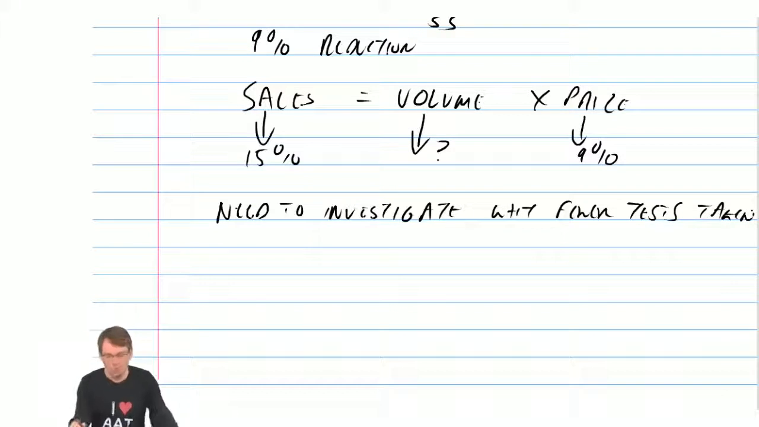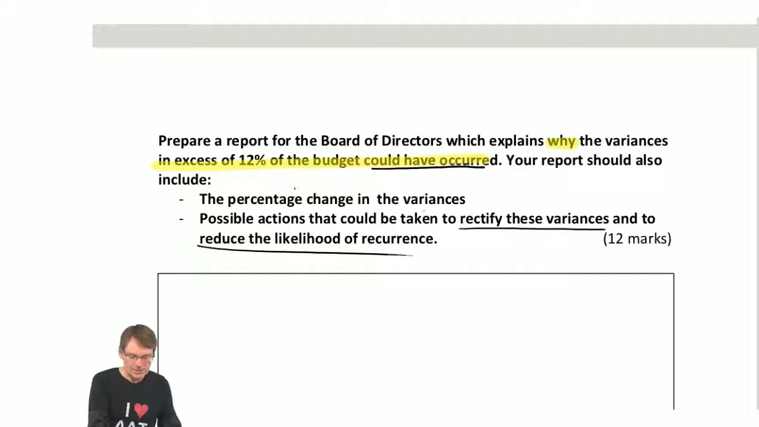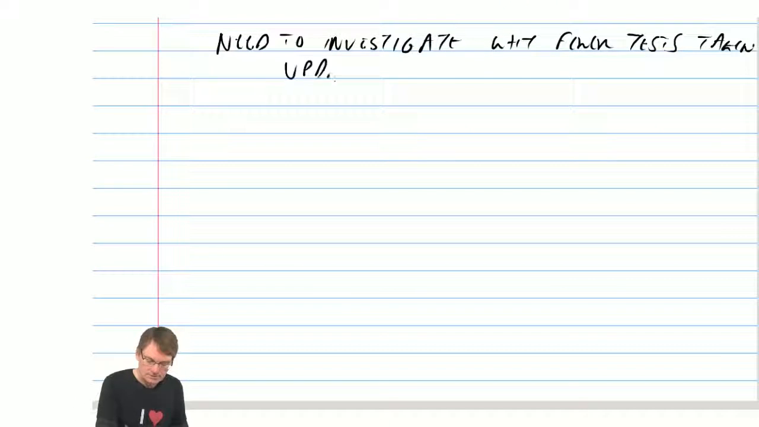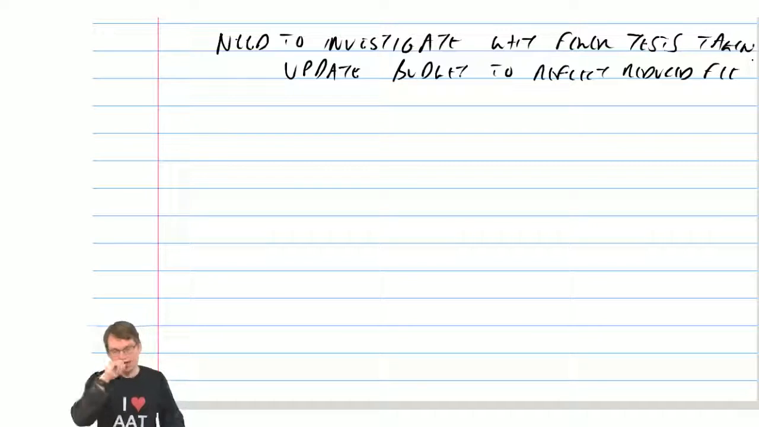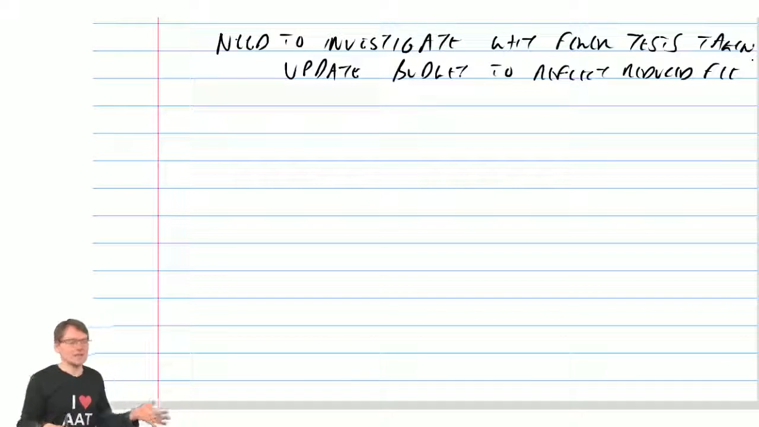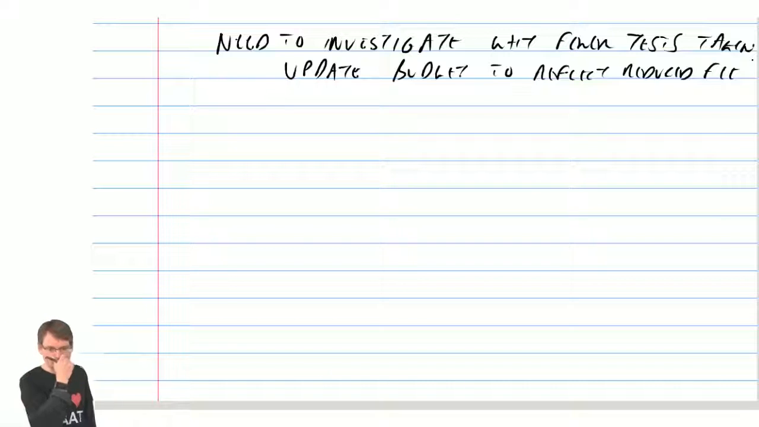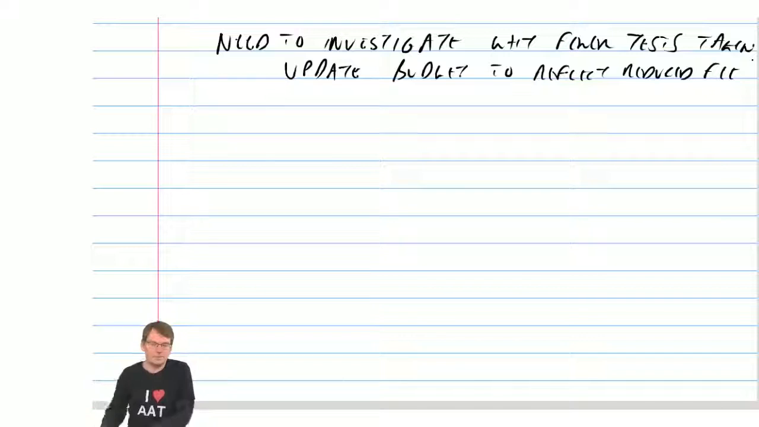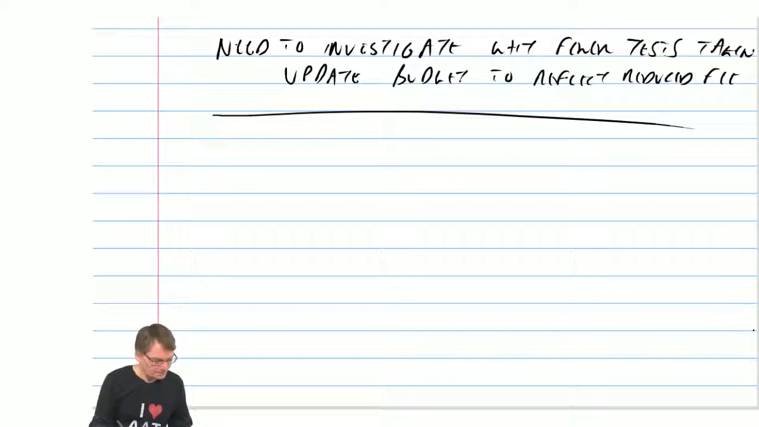Now, what can we do in the future? Well, one thing we should do, because it talks about the variances, is make sure we change the budget. We need to update the budget to reflect the reduced fee, because otherwise all that will happen is next month we'll get the same thing. So why is that happening? Oh, it's because we've reduced the price that people have to pay. So just update your budget, because otherwise you'll keep coming back with the same variance. But we need to investigate why fewer tests are being taken, because the volume is down as well. We've only looked at the price. So we've got that one. We've got vehicle testing.